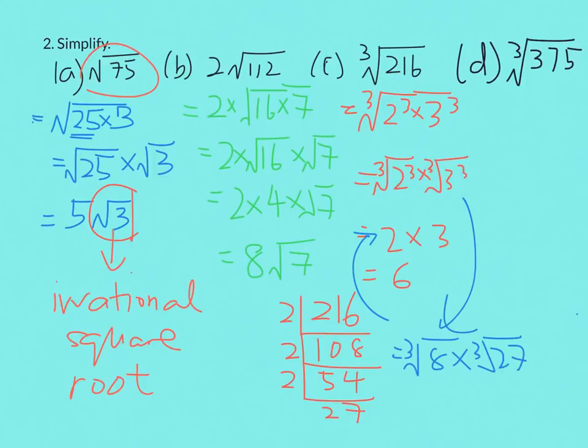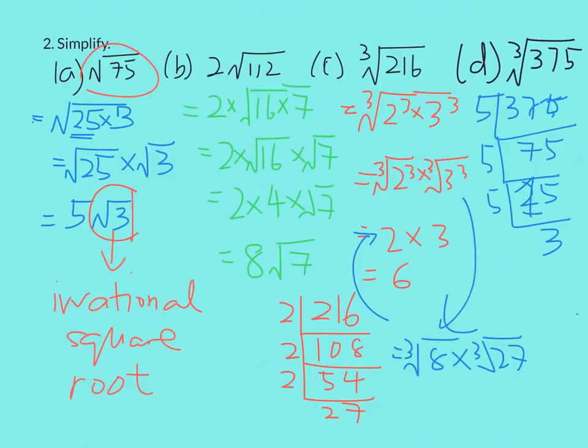In example part D, you can see that 375, when you divide it by 5, you get 75, and then you can divide that further by 5 to get 15, and then 3. So cube root of 375 can be broken into cube root of 5 cubed, or cube root of 125, times cube root of 3, and so the answer here will be 5 cube root of 3.